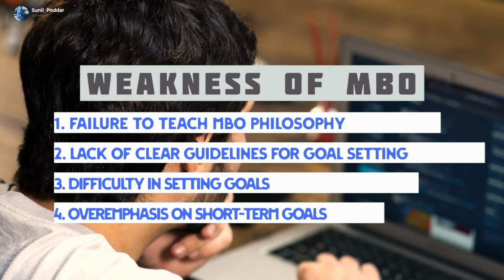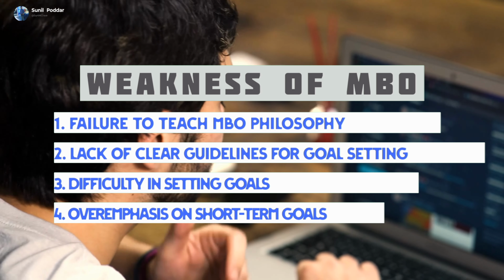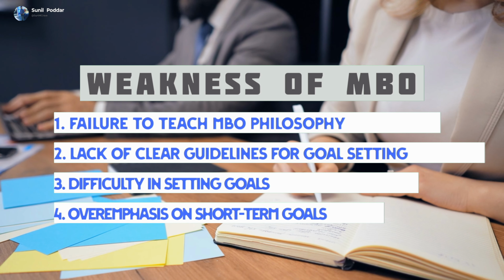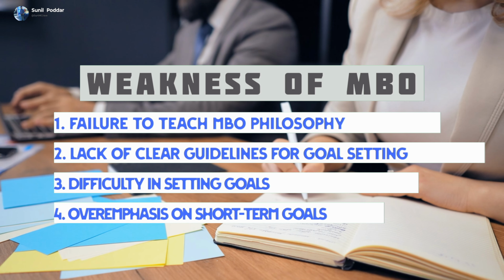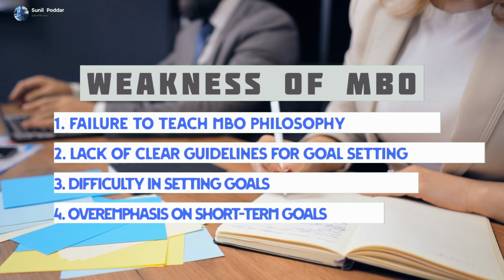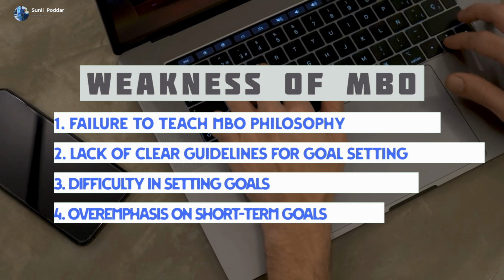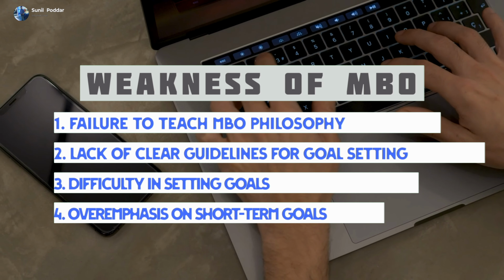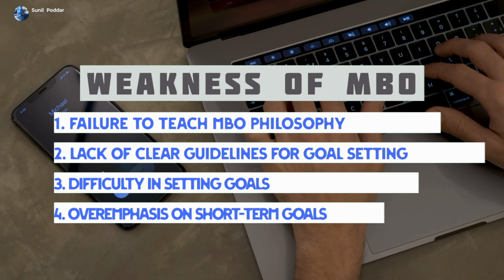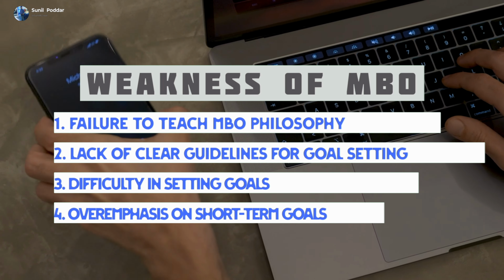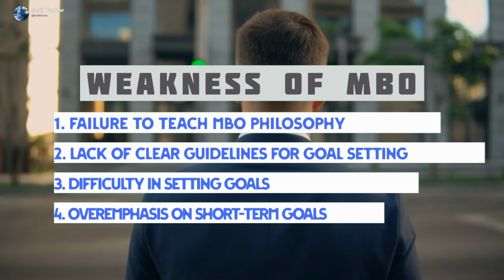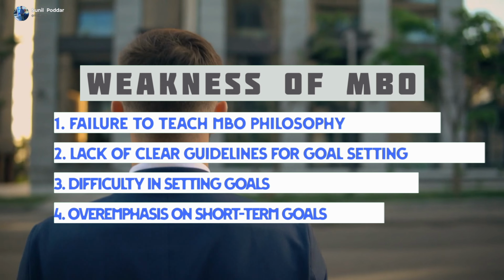Difficulty in setting goals. Setting objectives is central to MBO but can be challenging. Objectives must be verifiable for proper evaluation, and casual goal setting can lead to issues, making MBO a liability rather than an asset. Overemphasis on short-term goals. MBO often focuses too much on short-term objectives, neglecting long-term goals. This can lead to short-sighted decision-making, where immediate achievements are prioritized over sustainable growth.